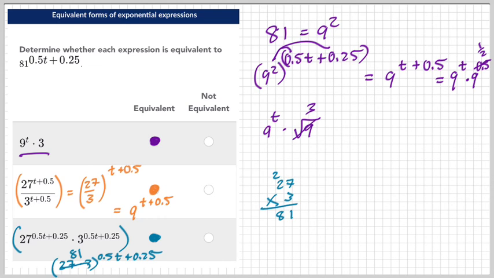Now, I think by far this is going to be the hardest one because it has decimals, you know? So I got a question. They're saying, like, how do you know this right here is equivalent to this?